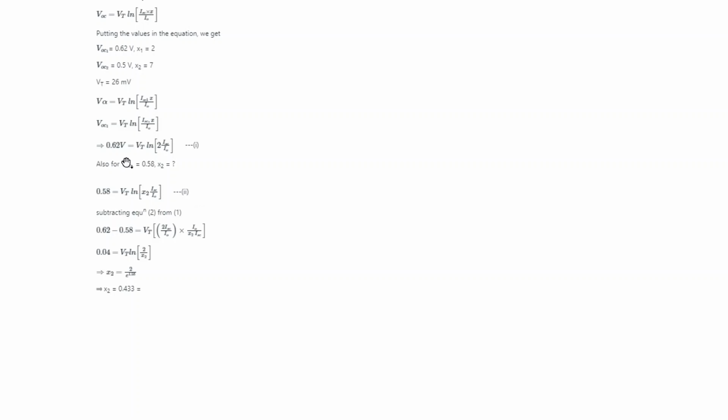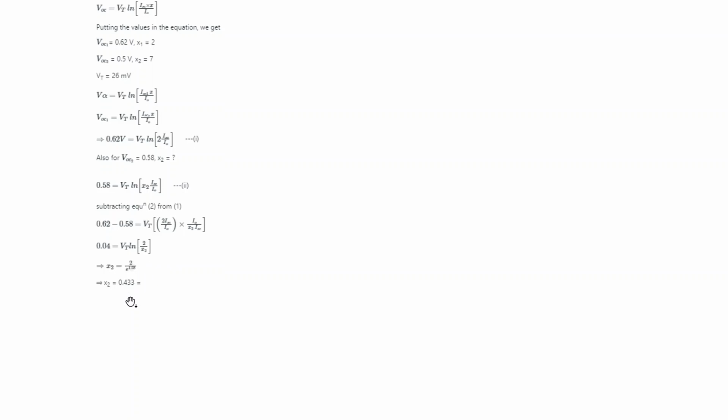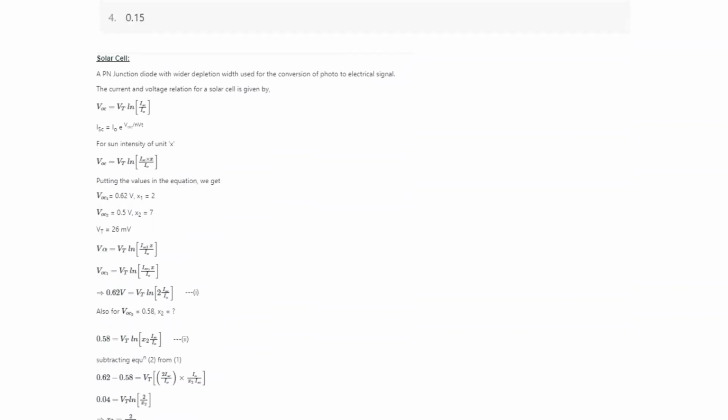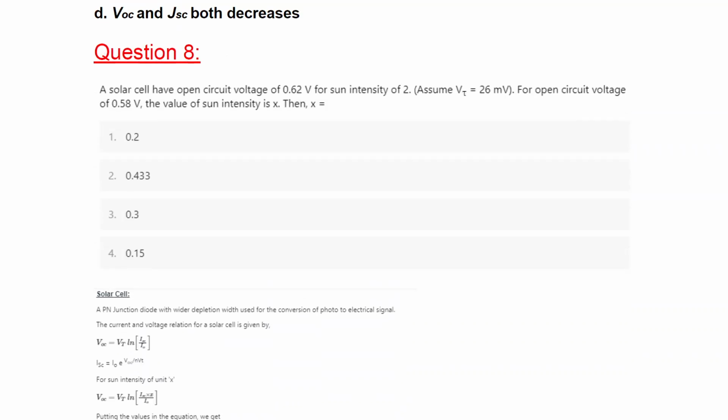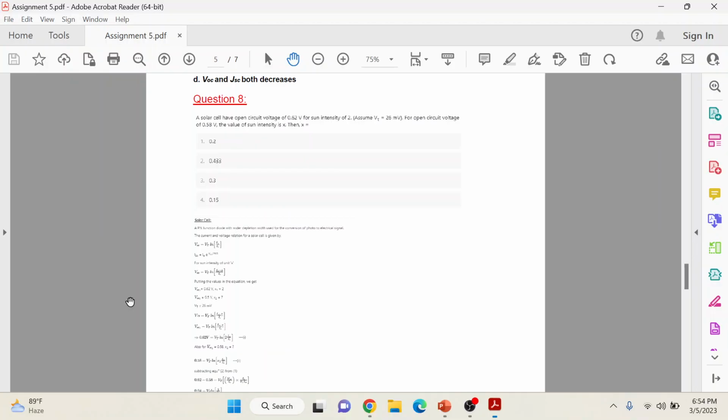Like, Mele, for these two cases you have put these two equations. Yes. Okay, now you are subtracting equation 2 from equation 1, which gives you this formula. So the value of X2 will be 2 over this exponential. Yes. X2 is 0.433. Yes. This question will not be there, but I just put it for brainstorming. Okay. Okay, sir.